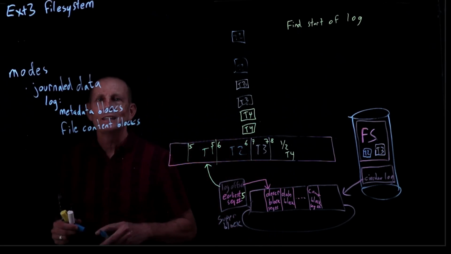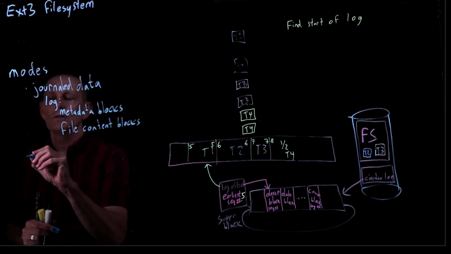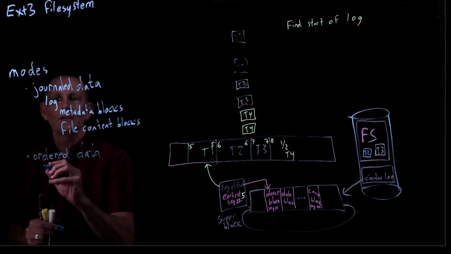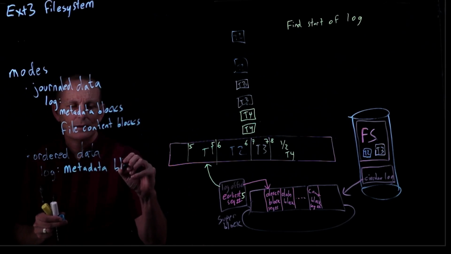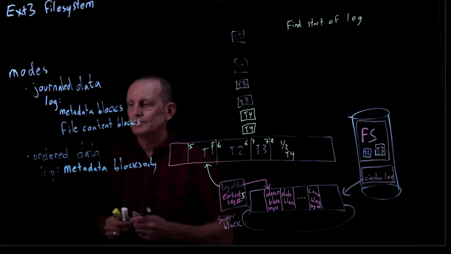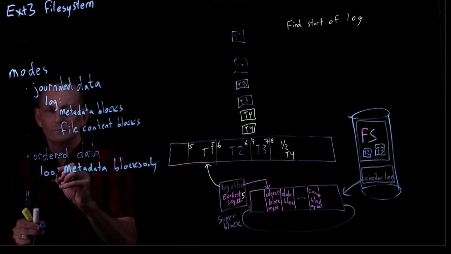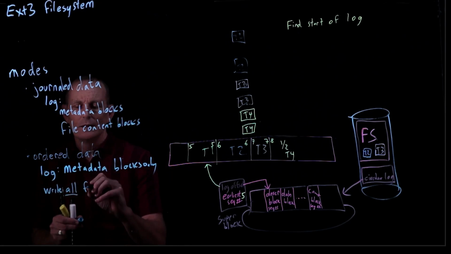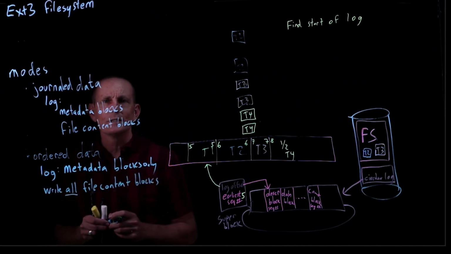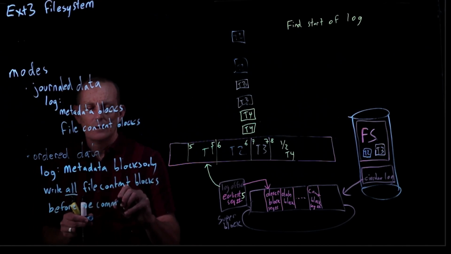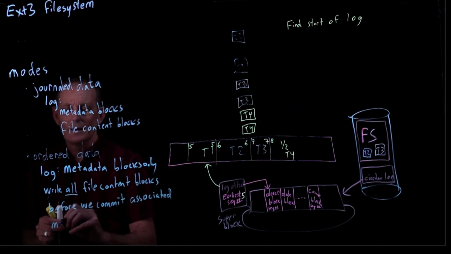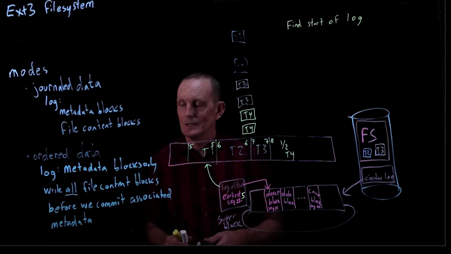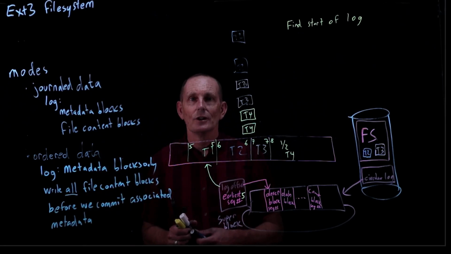And that is a different mode. So we had talked about the journal data mode. Now we're going to look at the ordered. So in the ordered data case, we only log the metadata blocks. And we have a rule that says we write all the file content blocks before we commit the associated metadata. What we're going to find is that this certainly is a lot faster because we don't have to write the file content blocks twice.